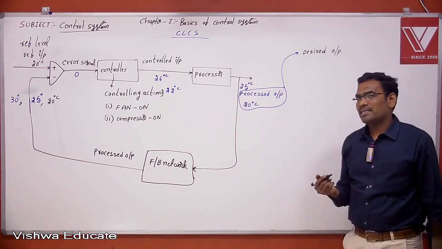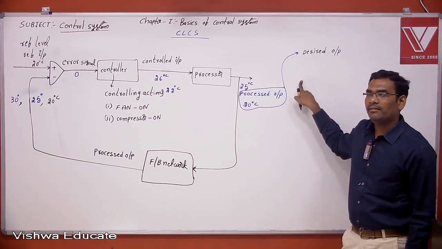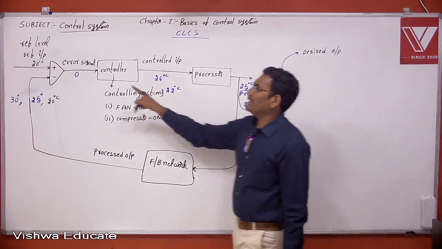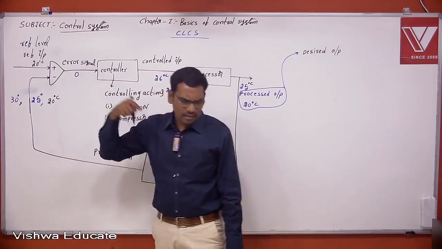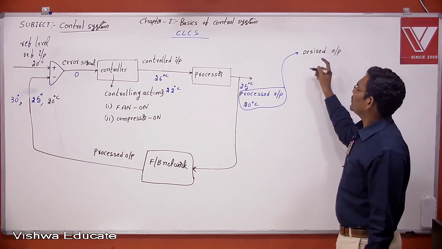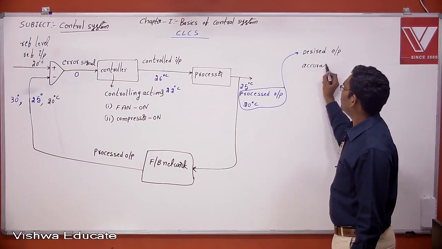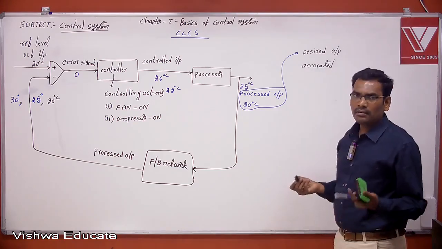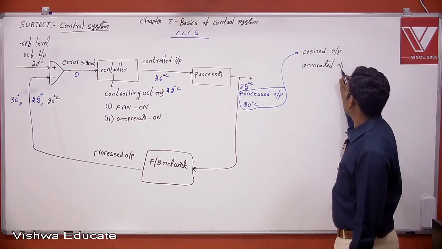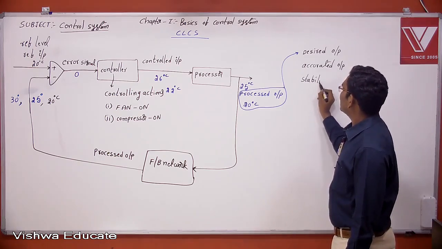Now you tell me what is the best name for this? When I am saying this is the desired output, I am saying this processed output is a desired output when error equals 0. Which means, can we call this an accurate output? Yes. When error equals 0, it is more accurate. This is accurate output. When accuracy is more, obviously it will become more stabilized output.